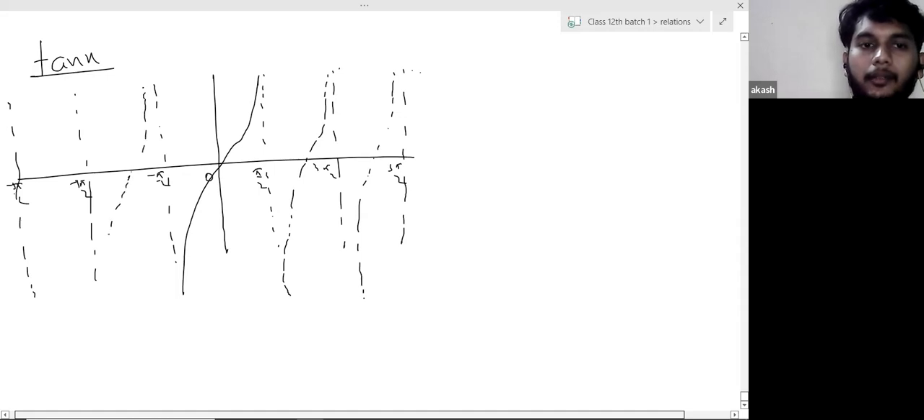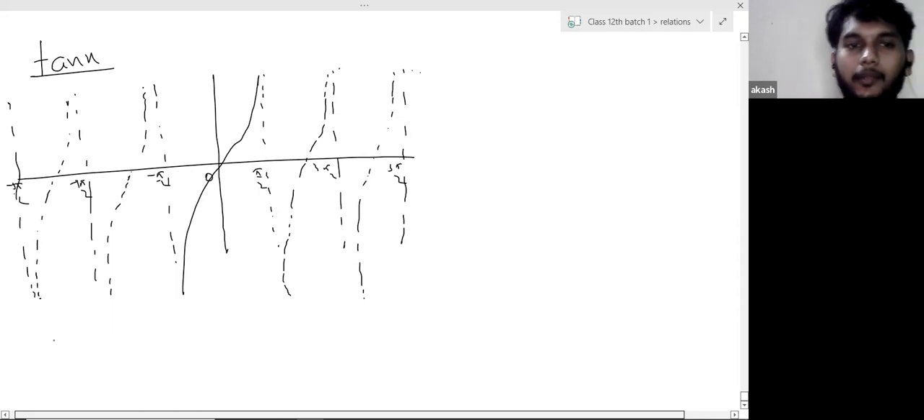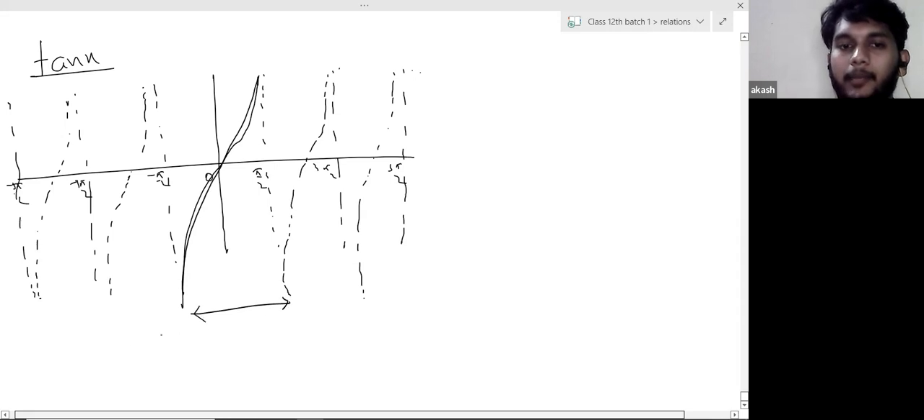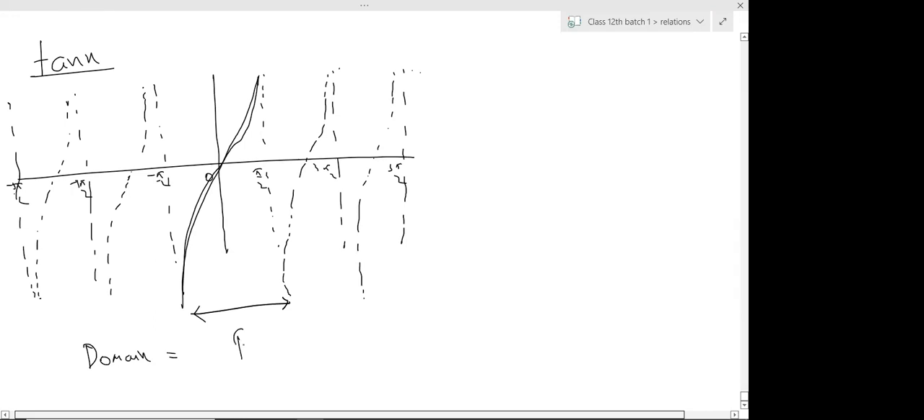Alright, as you can see, my handwriting was really bad and drawing is the worst in the world. So please, you guys draw this in a good way. Alright, this is a pretty curve like this. Alright, so we restrict the domain here from minus pi by 2 to pi by 2. But domain of tan x is all real numbers.